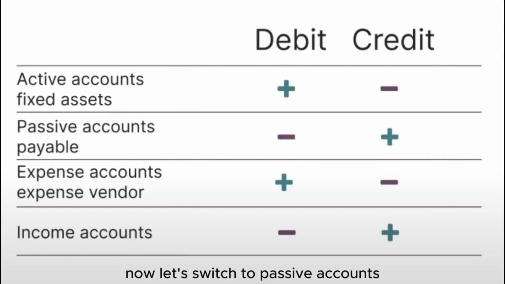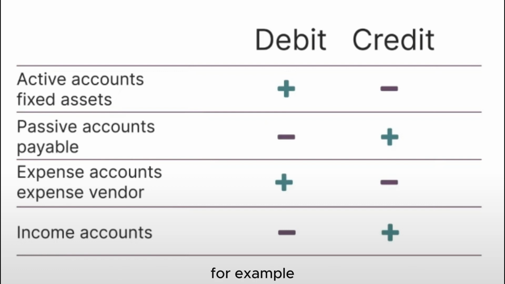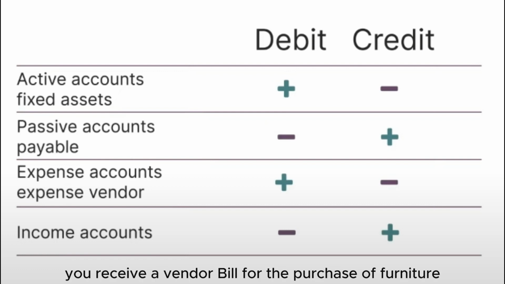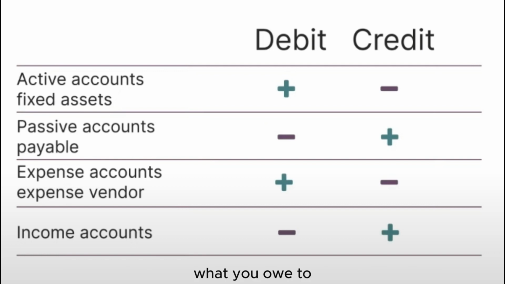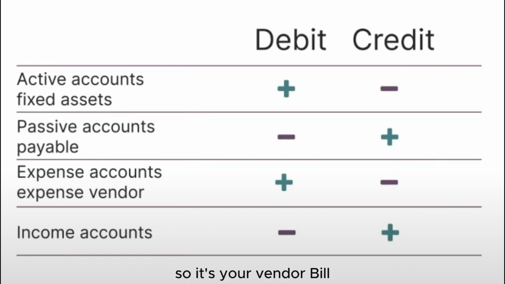Now, let's switch to passive accounts. Passive accounts work the other way around than active accounts. For example, you receive a vendor bill for the purchase of furniture. What you owe to your vendor is to be represented in your payable account. So it's your vendor bill. That's the thing that you're going to have to pay at the end.